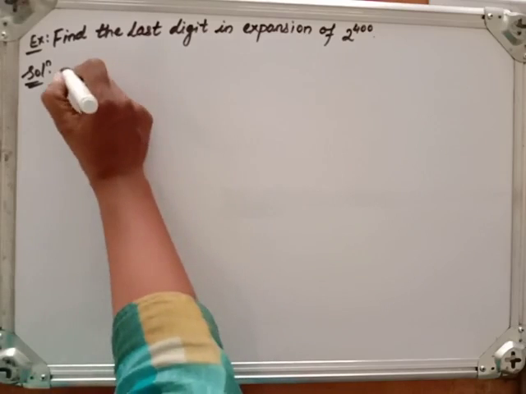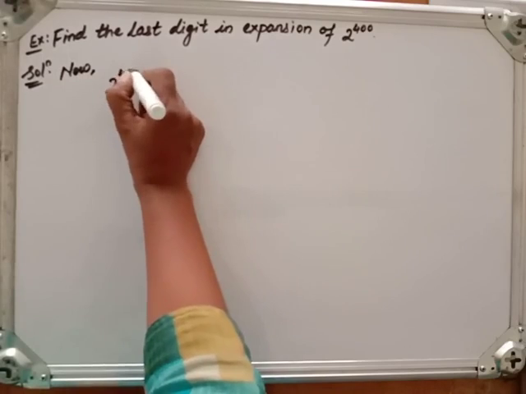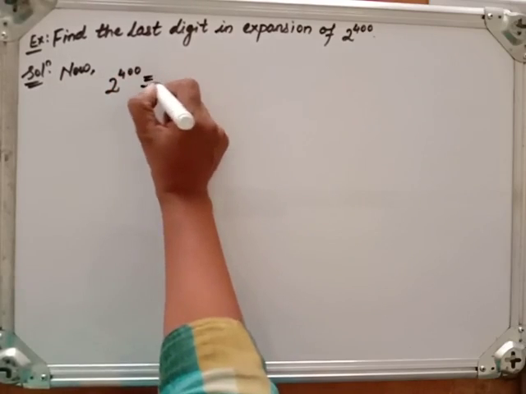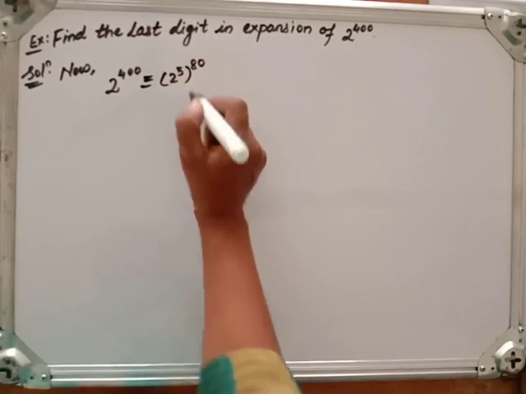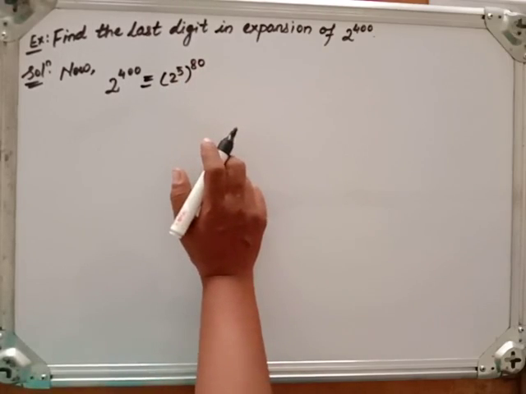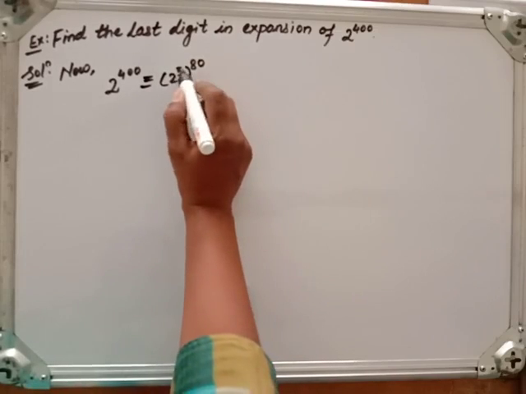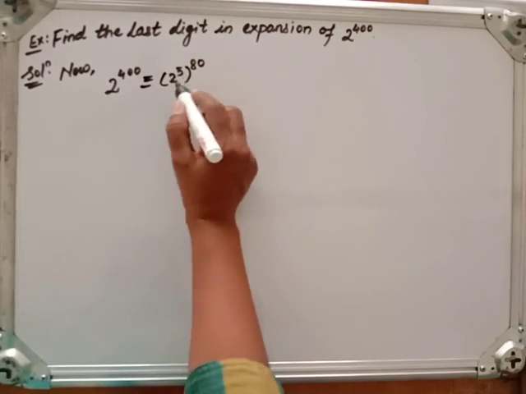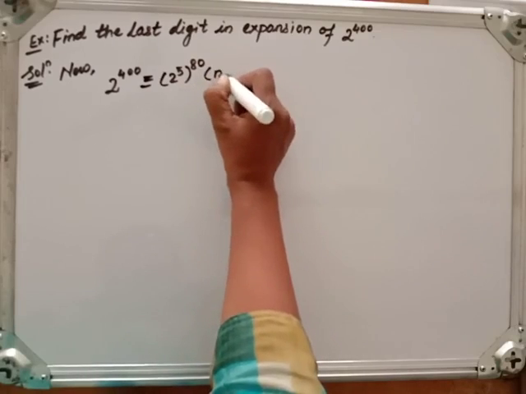So now let us start with modulo 10. So 2 raised to 400 can be written as 2 raised to 5, raised to 80. Why does this hold? Because 2 raised to 5 is 32, so 32 raised to 80. Or 2 raised to this 5 into 80 will be 400. So 2 raised to 5 will be 32. Using that we will simplify it.